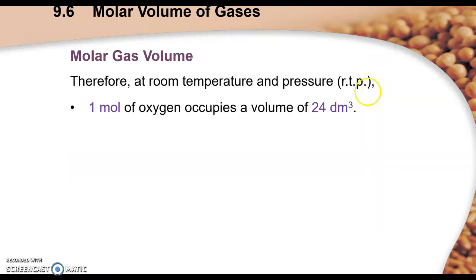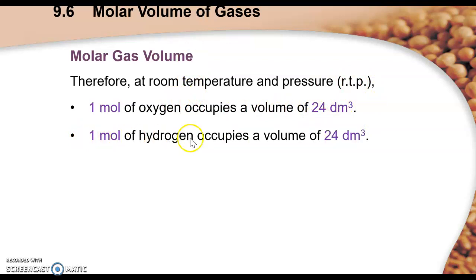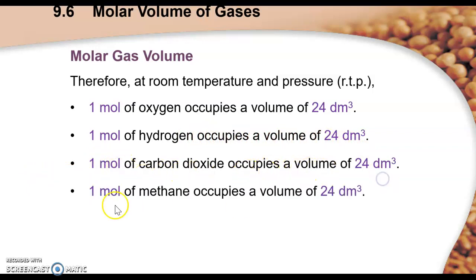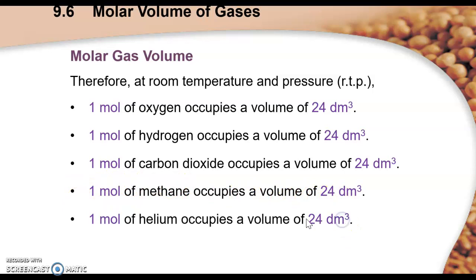Therefore, this means that 1 mole of oxygen will occupy a volume of 24 dm cube. 1 mole of hydrogen similarly will occupy a volume of 24 dm cube. 1 mole of carbon dioxide will also occupy a volume of 24 dm cube. 1 mole of methane will also occupy a volume of 24 dm cube. 1 mole of helium also occupies a volume of 24 dm cube.